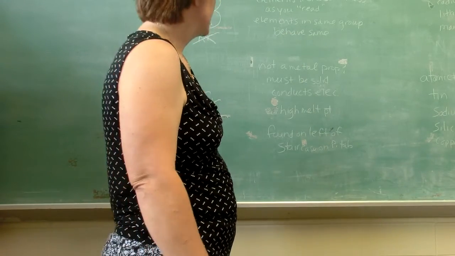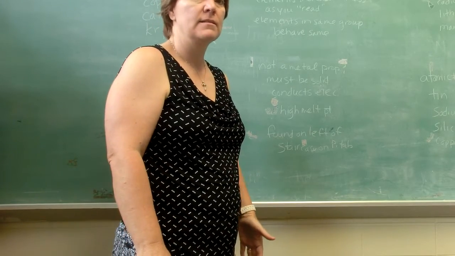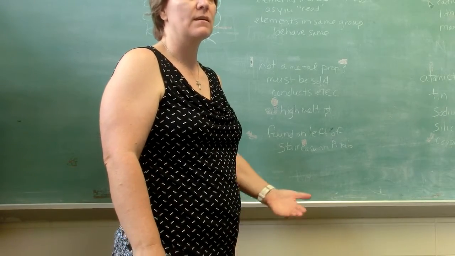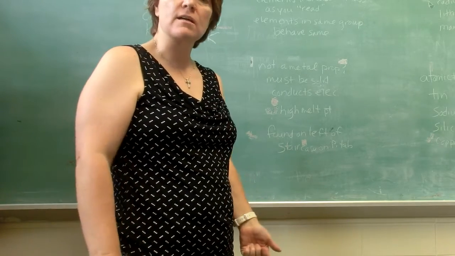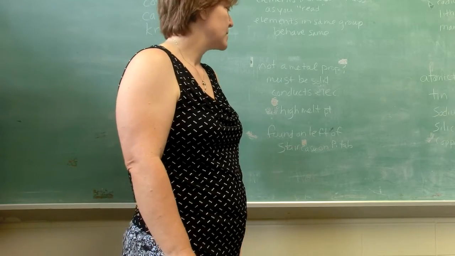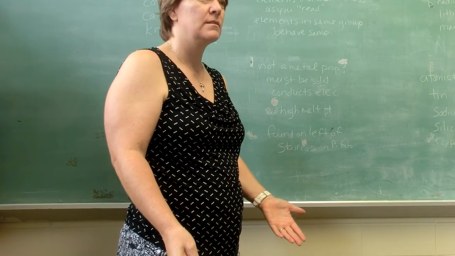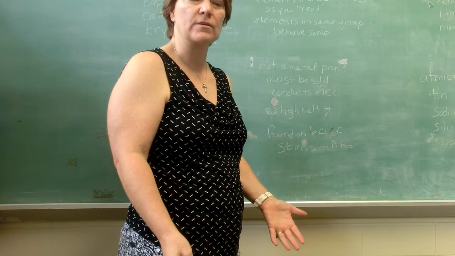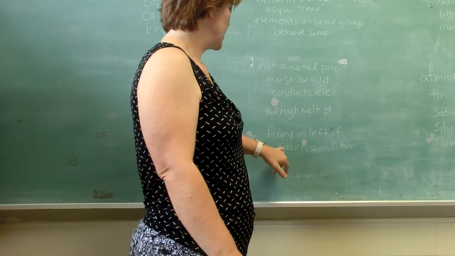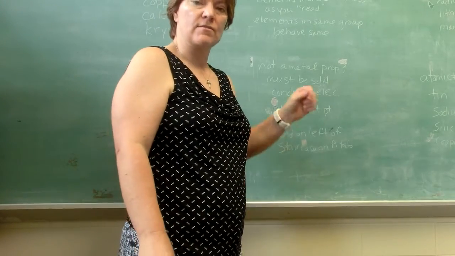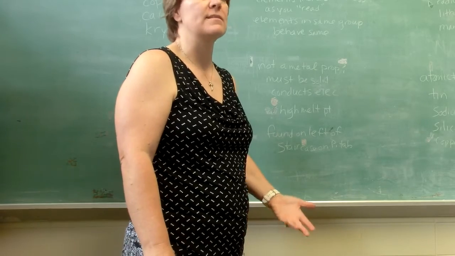That is true. Which one is not a metal property? It must be solid. That is not a metal property. For instance, mercury is liquid and it is a metal. So it does conduct electricity. All metals conduct electricity, some better than others. They all have relatively high melting points. Found on the left of the staircase of the table, absolutely. That's an absolute for metals. That's the definition of a metal.